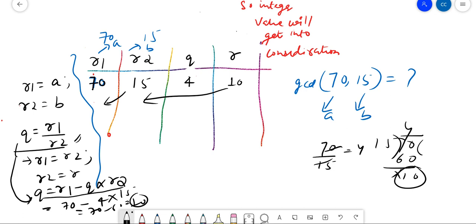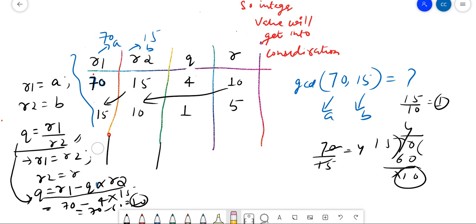Now R1 becomes R2, that is 15, and R2 becomes 10. Now the quotient will be 1, because when we divide 15 by 10 we get 1 as the quotient and 5 as the remainder. Doing the same step again, R1 becomes R2, that is 10, and R2 becomes R, that is 5.